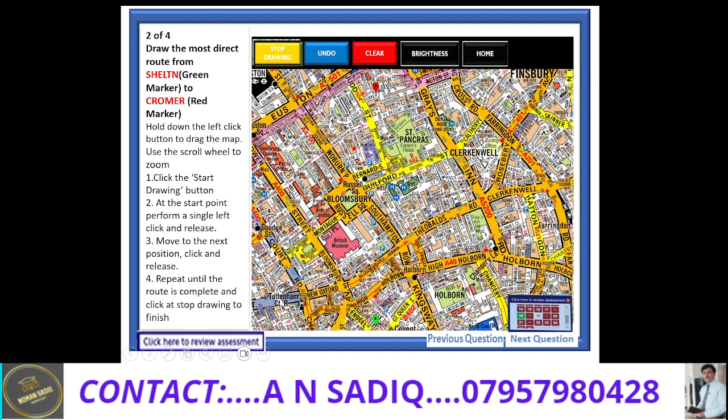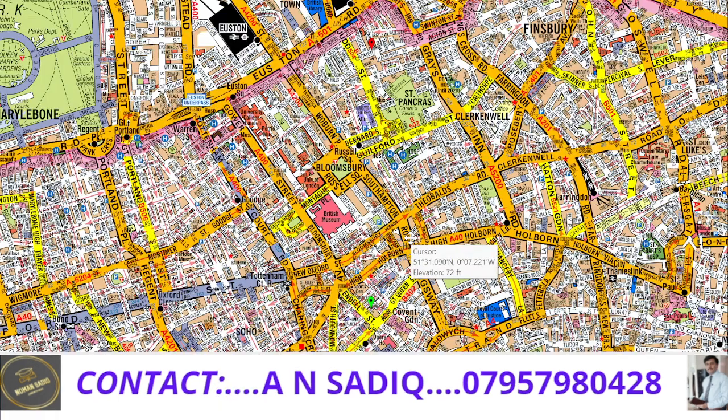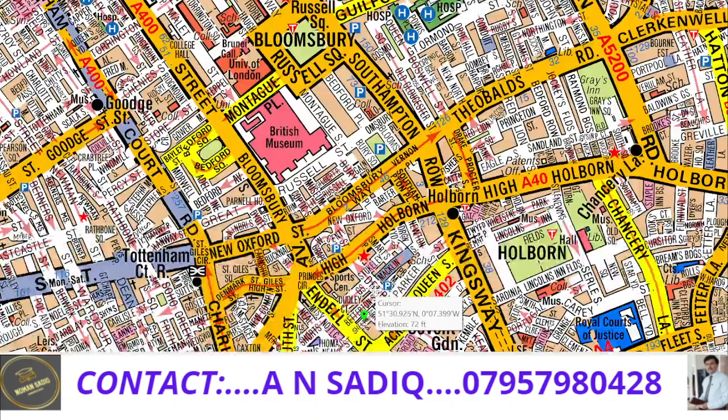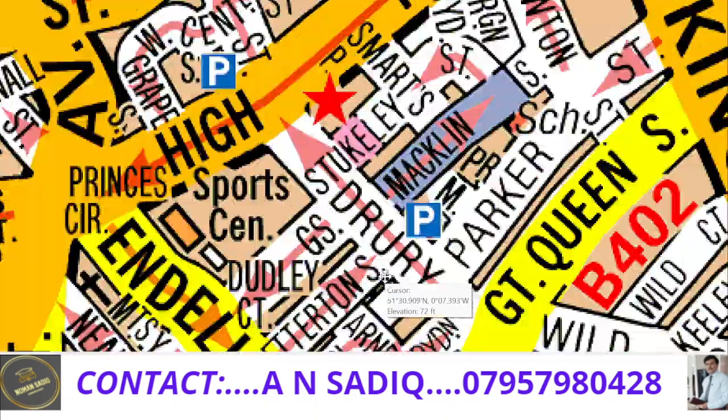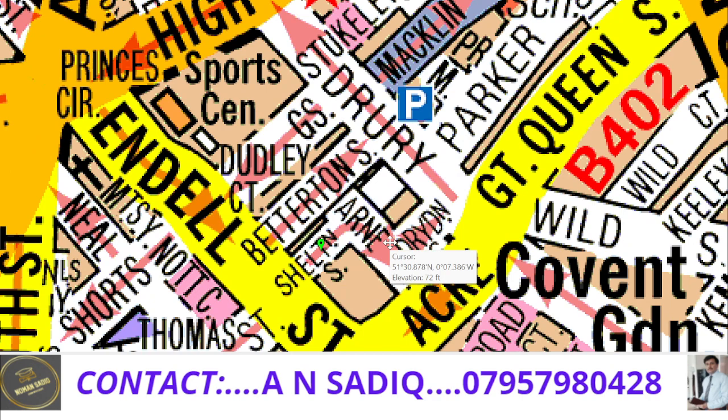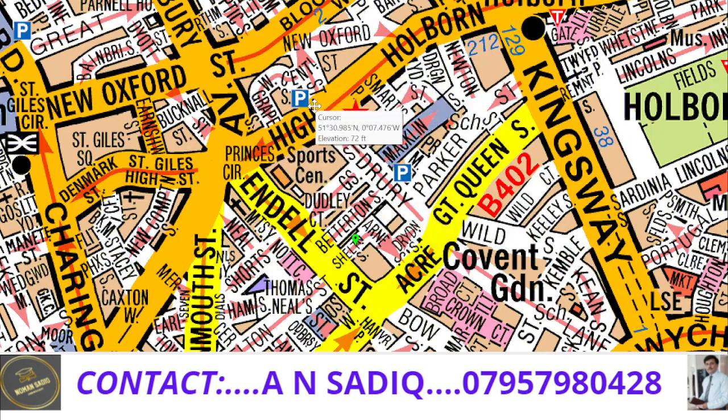Now I will zoom in and show you only this portion of the screen, which is actually the interactive topographical screen. So here we go. I will start drawing from the green to the red marker. I will divide my planning into steps and draw it in segments. I will zoom in first like this. So first I will plan up till this point.